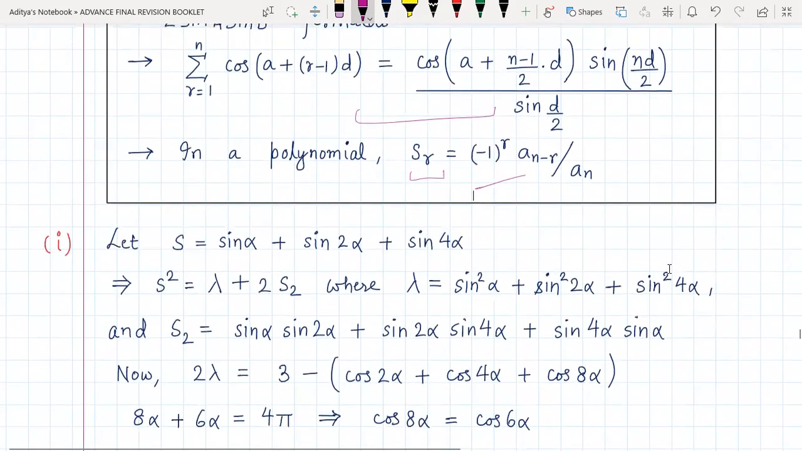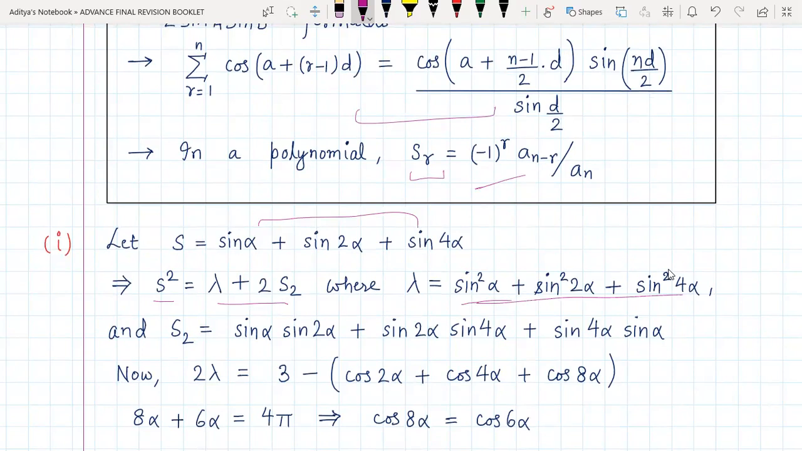Let's see. So what we are saying is we are calling the sum S as sine alpha plus sine 2 alpha plus sine 4 alpha. Then what we are doing is we are squaring both the sides. So S square comes out to be equal to lambda plus 2 S2, where what is lambda? Lambda is simply the sum of their squares. Okay, it is very simple.